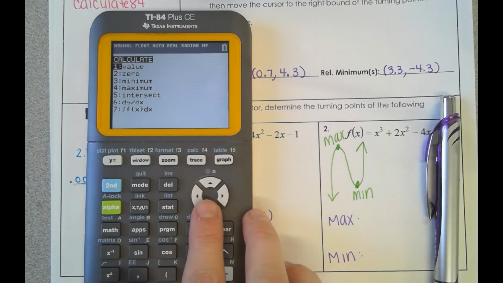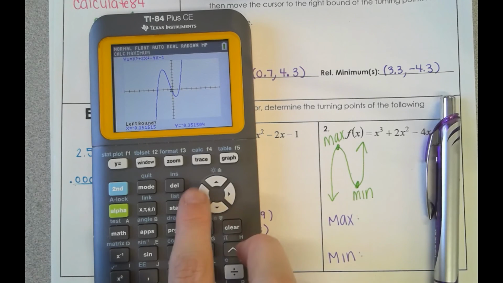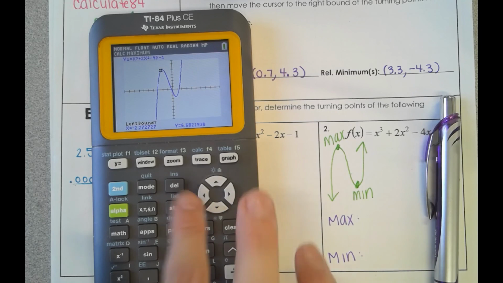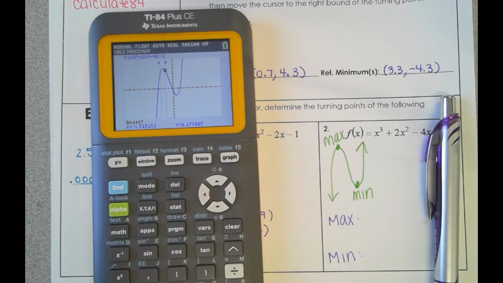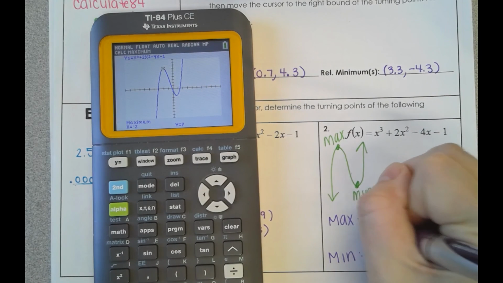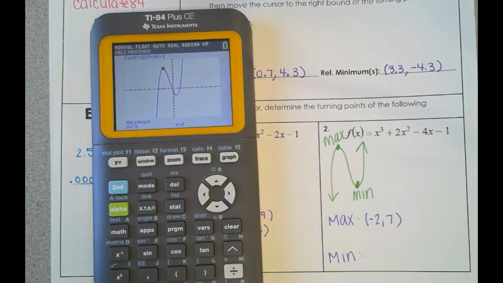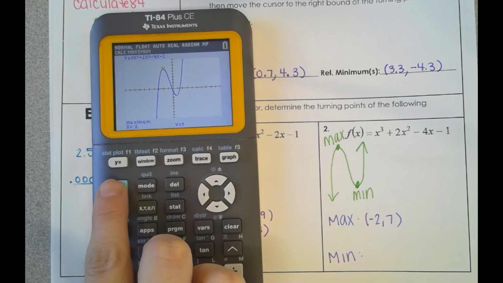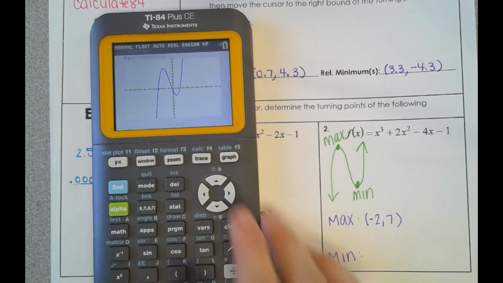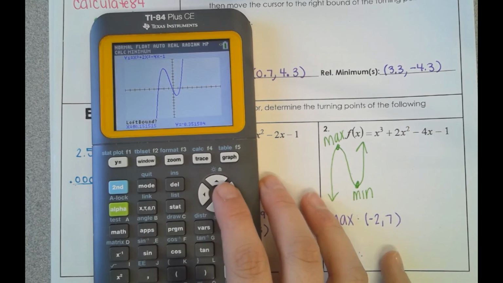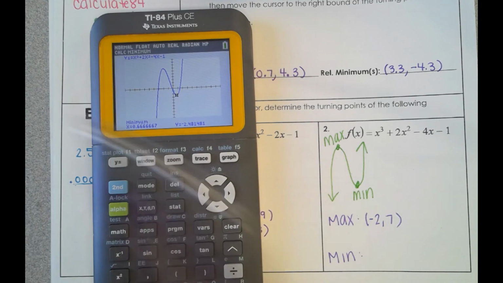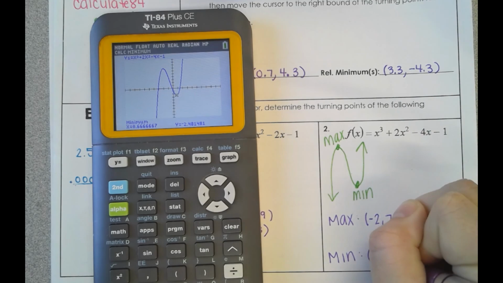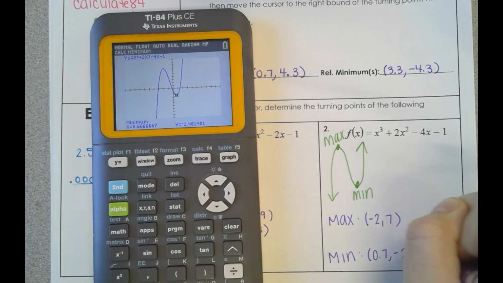Second trace, maximum, go to the left, enter, go to the right, enter, enter. Negative 2.7. It's kind of nice when you have whole numbers. Now let's get the minimum, second trace, to the left, to the right, hit enter. 0.7, negative 2.5.